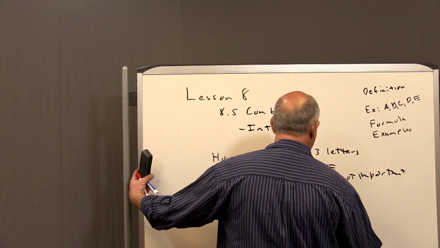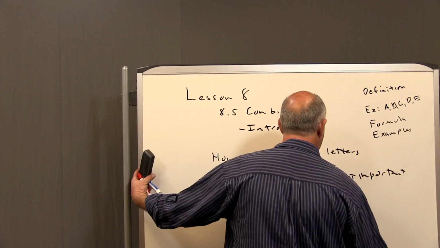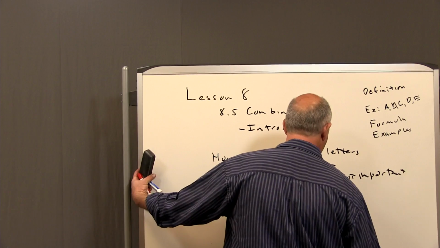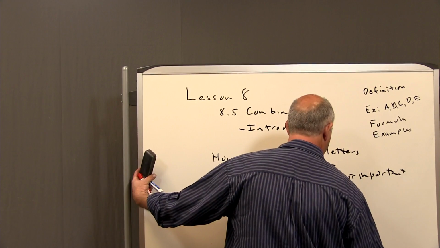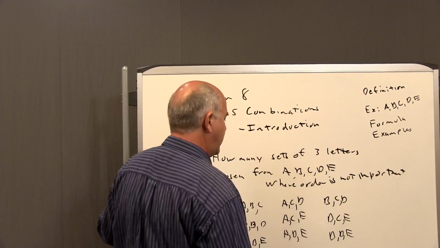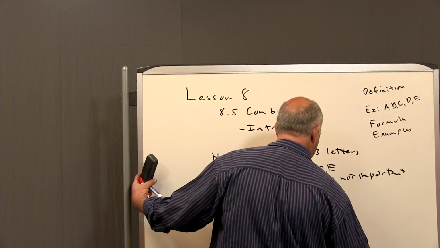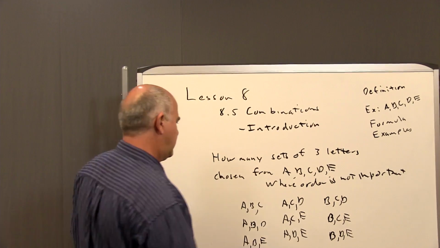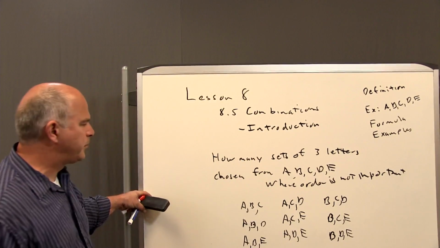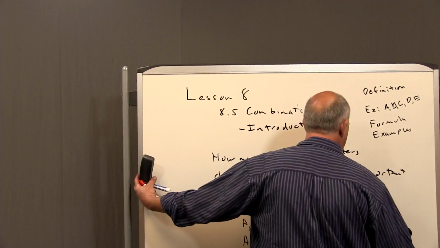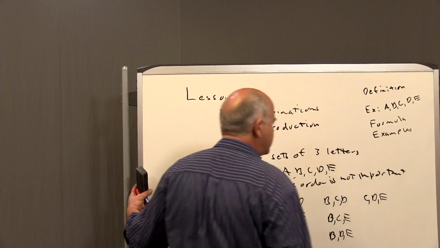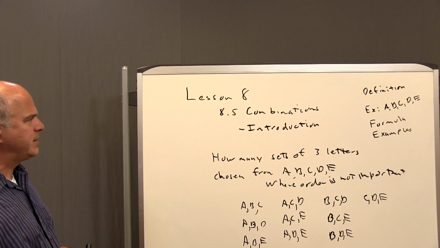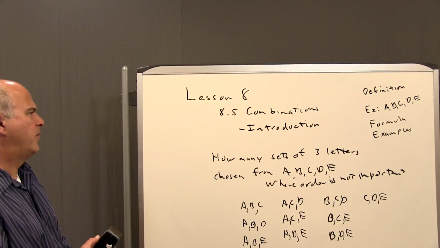So now we'll move to B. B, C, D, right? B, C, E. B, D, E. I believe that's all of them. My B's are always a challenge. And then finally, C, D, E. There's 10 different ones that have 3 letters with no repetition, chosen from that set of 5.